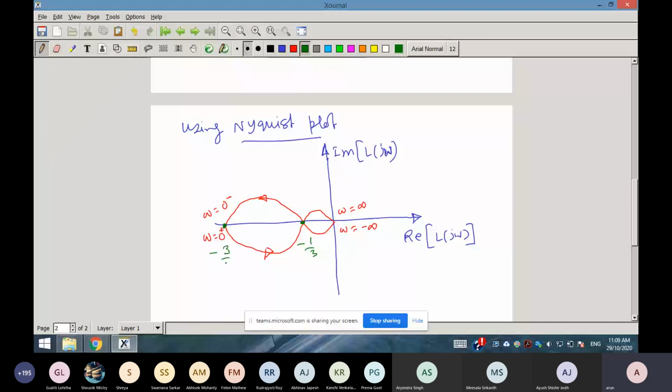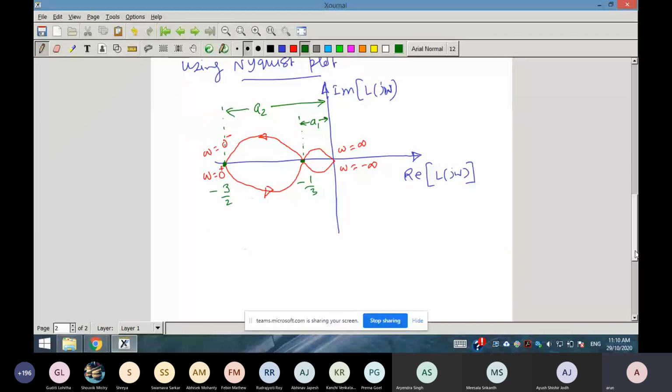So that means, suppose this is your A1 and this is your A2. What is your lower side gain margin? Upper side gain margin? GM equal to 1 by A1. Okay, 1 by A1.